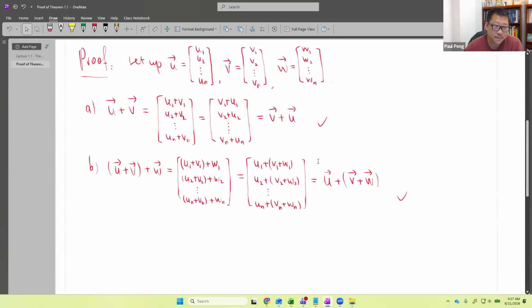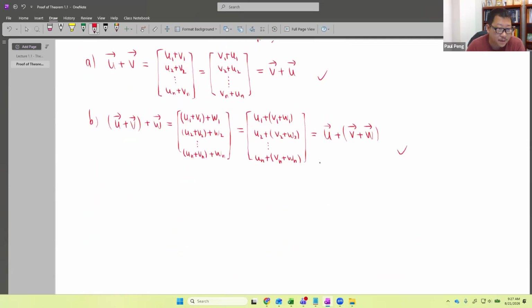The third is 0. I think 0 is obvious, right? So u plus 0. The 0 vector means all zeros, okay? By definition it is u1, u2, plus 0, plus 0, un plus 0. Of course, that equals u1, u2 to un, which equals the u vector itself.